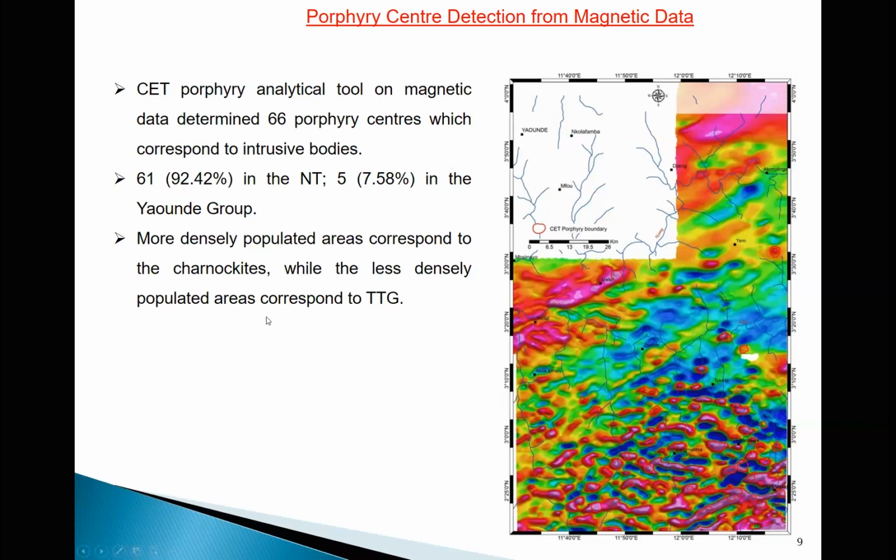And as I said before, even within the Ntem complex, there are areas of high popularity in terms of these porphyry centers. They are more populated in mostly the southern and southeast portion. And as you go towards the north, towards the boundary between the Yaoundé and the Ntem complex area, it becomes even less populated and more dispersed and more scattered. Similar kind of thing that we are having, as we're going to see shortly.